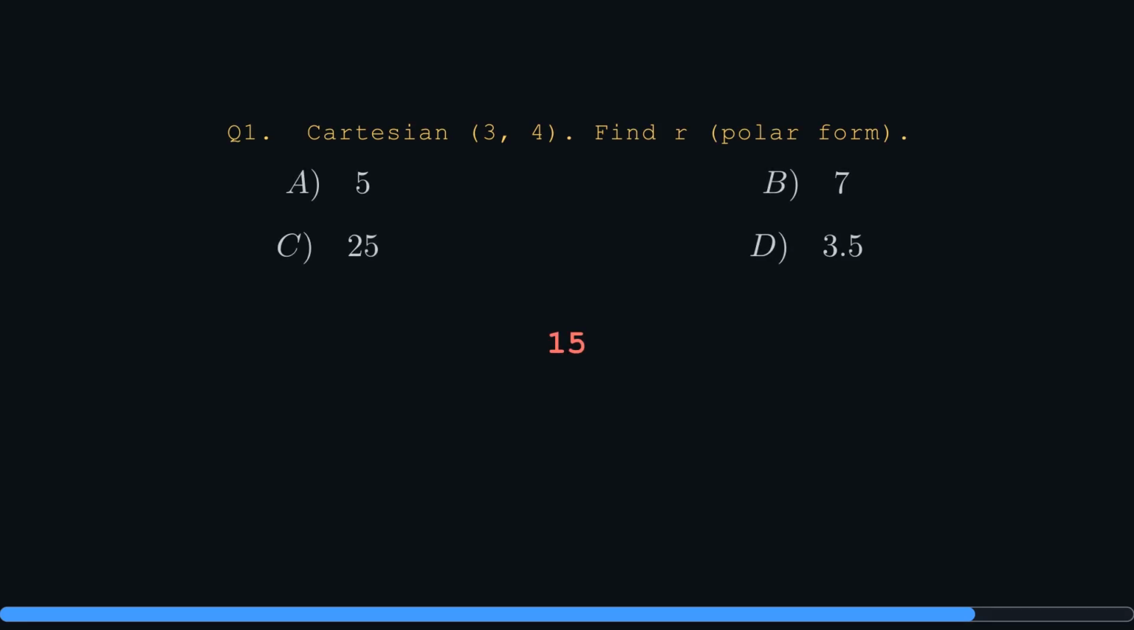Question 1. Convert the point 3, 4 from Cartesian to polar form. Find r. The answer is A, 5.